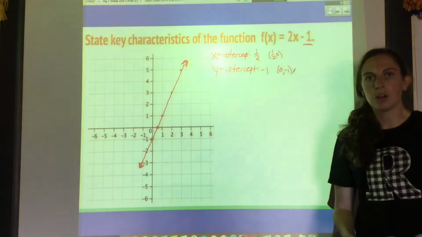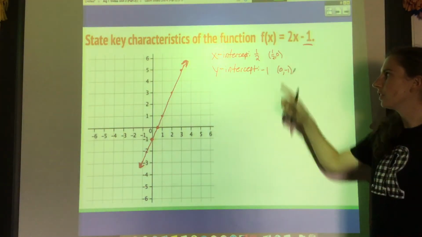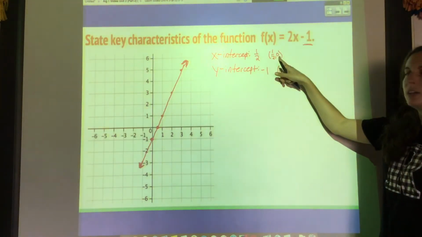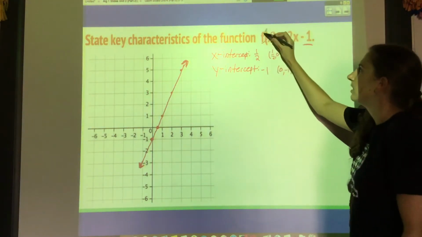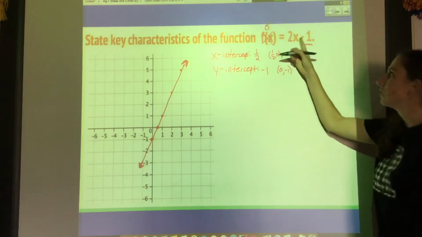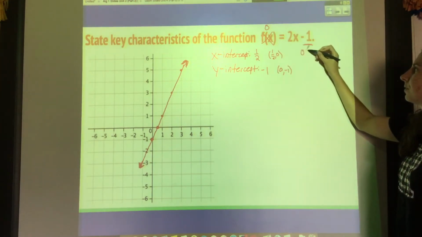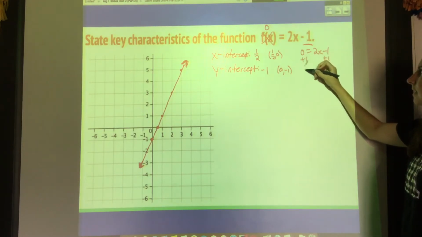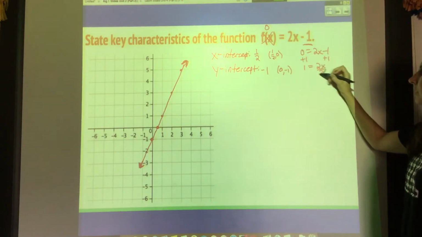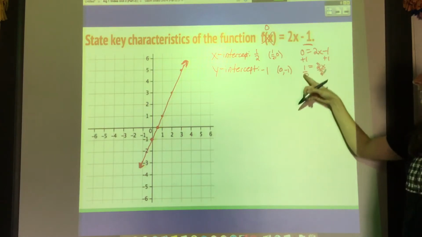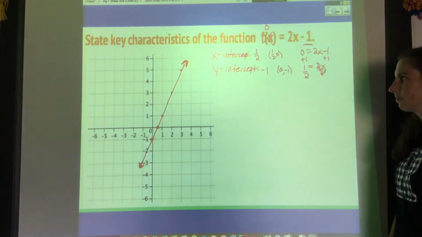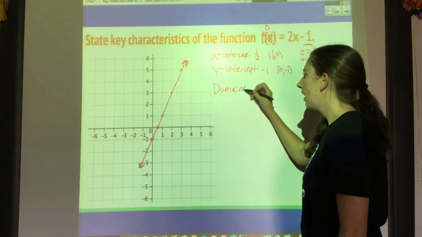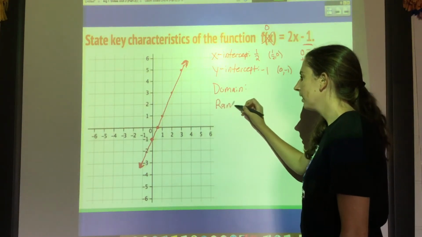Just as a reminder, if you wanted to use the equation to solve for the x-intercept, that happens when y is 0. So if I substitute in 0 for y, I could solve for that x-intercept by adding 1 to both sides and then dividing by 2, and you see that's how I get 1/2 as well. All right, for the domain and the range, that's what we'll do next.